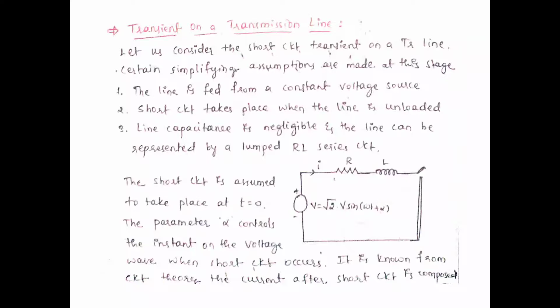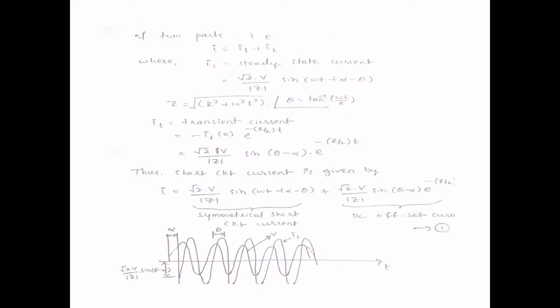The parameter alpha controls the instant on the voltage wave at which the short circuit occurs. It is known from short circuit theory that the current after the short circuit is composed of two parts: I equal to ISC, the short circuit steady state current, that is root 2 V by Z sin of omega t plus alpha minus theta. What is Z? Z is the square root of R squared plus omega L squared, and theta equal to tan inverse of B by A. What is B here? Omega L by R.